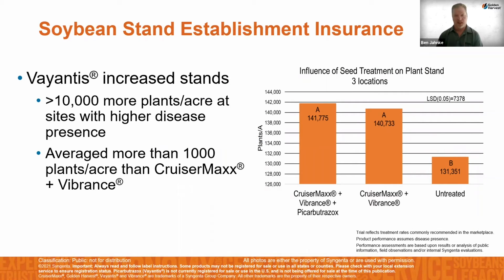Where did this yield increase come from? Well, it's from increased plant stands. In fact, compared to the untreated check, as you can see here in the graph on the right, Viantis offered over 10,000 more plants per acre at sites where we saw higher disease presence. And compared to Cruiser Max Vibrance alone, we saw over 1,000 plants per acre increase.